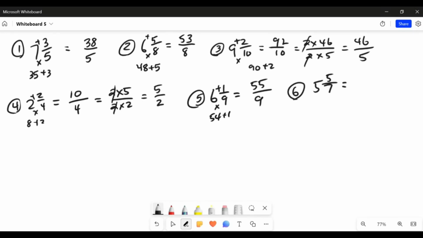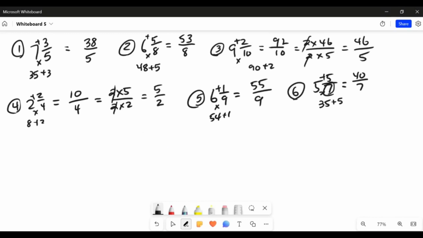All right. Yes, if we take 7 and multiply it by 5, we get 35. Then we add 5. That gives us 40 over 7. Make sure that you see that that denominator is 7.